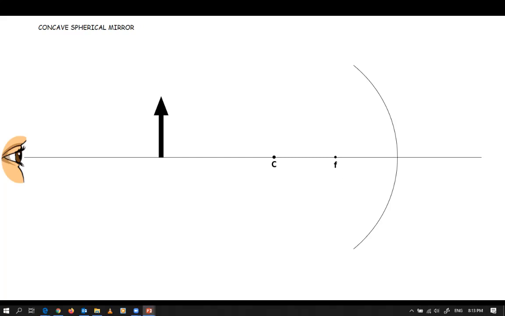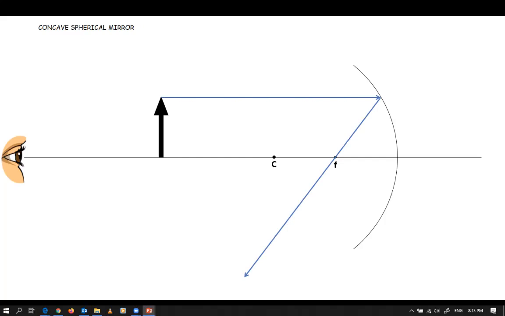So I'm going to run parallel to the principal axis and strike the mirror, knowing that after I do that, it's going to come off and go through the focal point. All right, so it strikes the mirror, goes back off through the focal point. So we've now drawn our first ray.